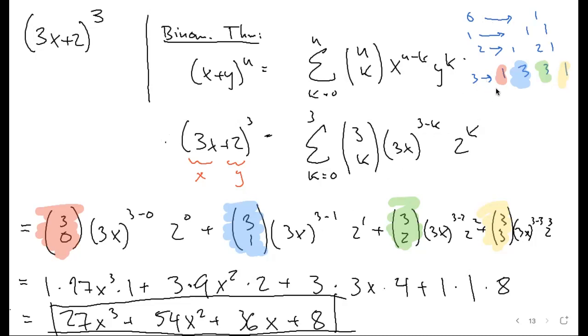3 choose 0 is, so the way I do it is you always start counting at 0, right? So you go 0, 1, 2, 3. Okay. And then 3 choose, so you're on the third row, and then you want the 0th element. What's the 0th element? Well, again, you start counting at 0. So this is 0, this is 1, this is 2, and this is 3. Okay. It's all in the YouTube video.